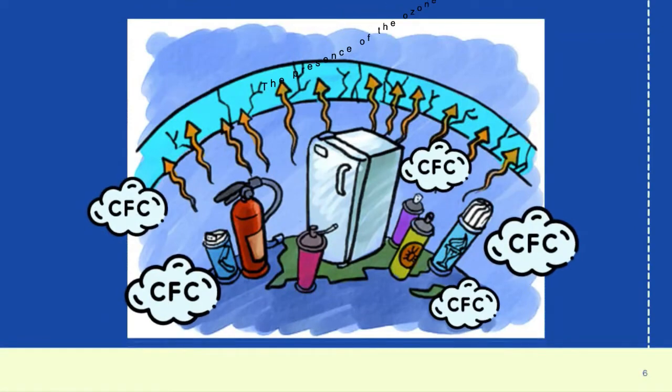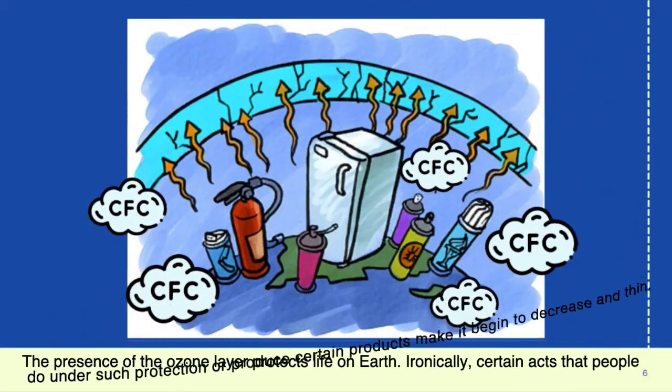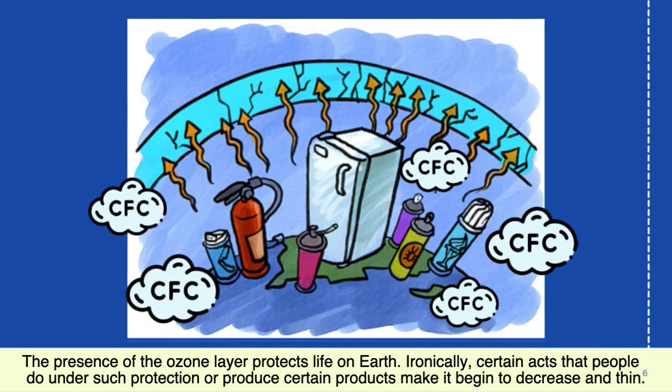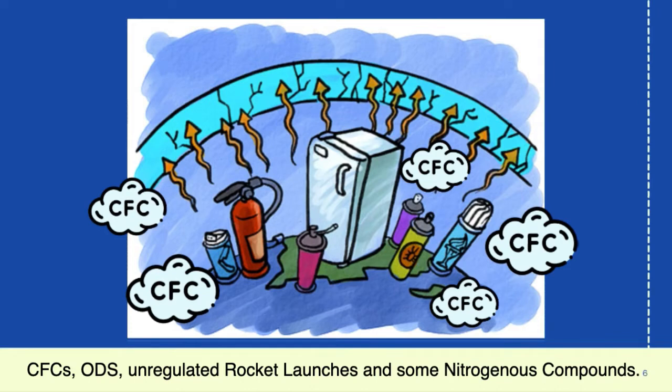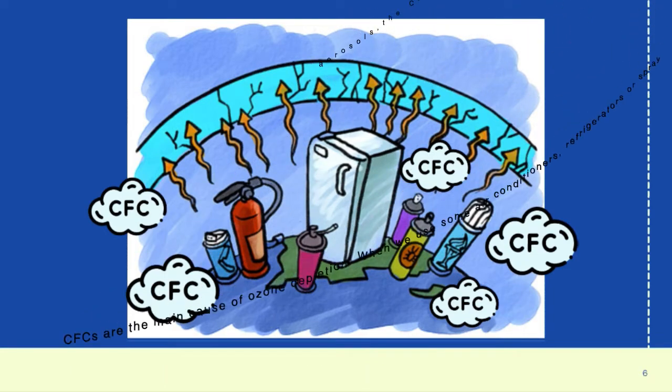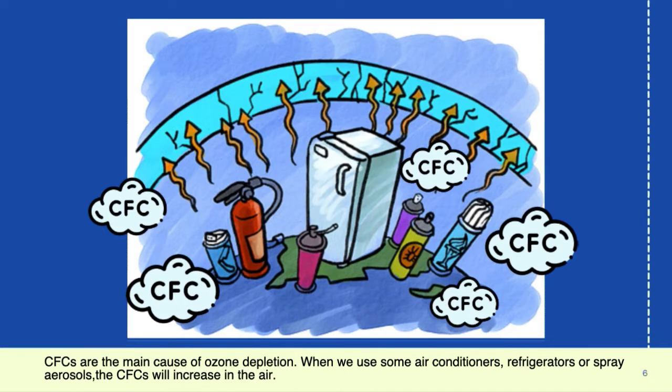The presence of the ozone layer protects life on Earth. Ironically, certain acts that people do under such protection, or certain products they produce, make it begin to decrease and sink. CFCs, ODS, unregulated rocket launches, and some nitrogenous compounds. CFCs are the main cause of ozone depletion. When we use air conditioners, refrigerators, or spray aerosols, the CFCs increase in the air.